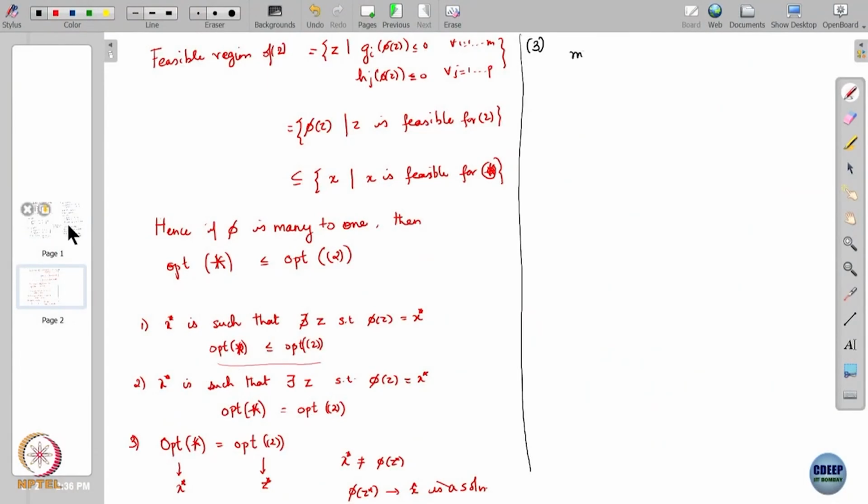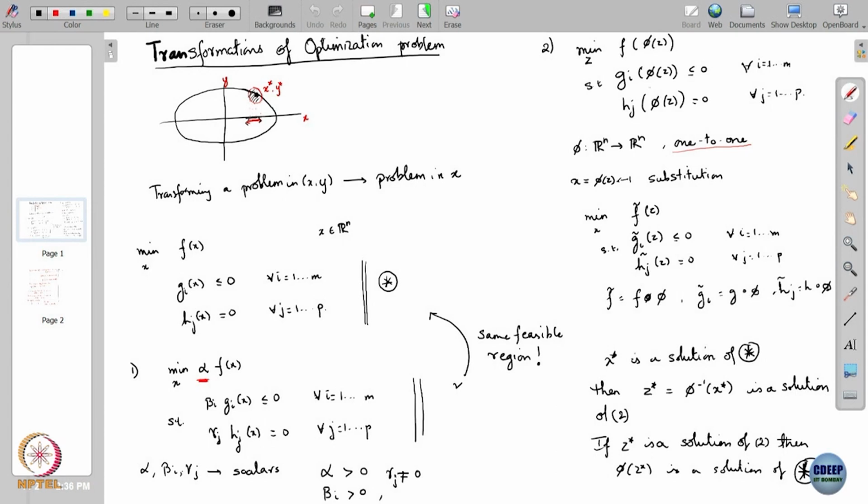Why did we fail here when we substituted? There are x's for which there is no z. In that case, what kind of problem happens? We substituted phi of z as x and we got problem star, right? And as a result, we are searching over too many x's, far more than we were supposed to in problem 2, right? So, what we can do is bring that back in through the constraints.